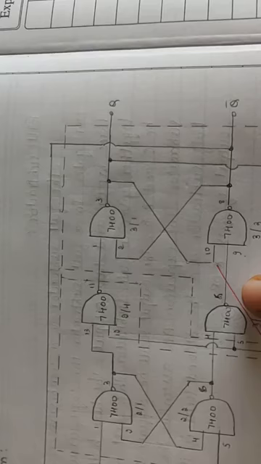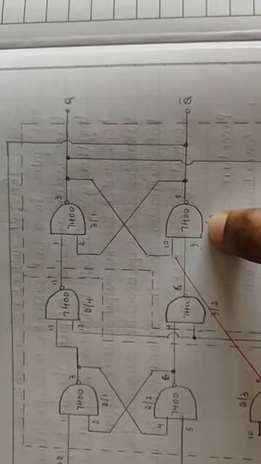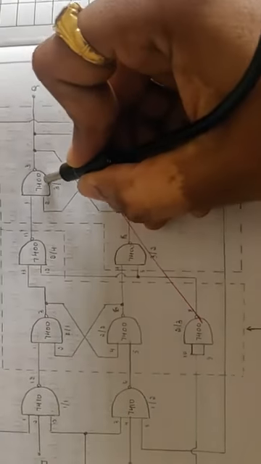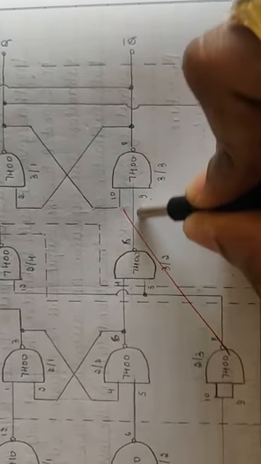Okay, then similarly 6 of the third slot should be connected to 9 of the third slot. This belongs to the third, this belongs to the third. So this is 6. 6 of the third slot should be connected to 9 of the third slot.